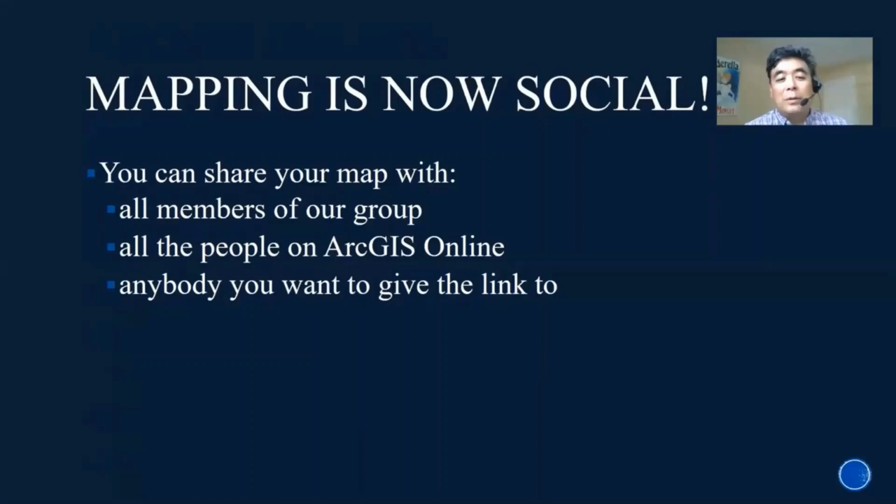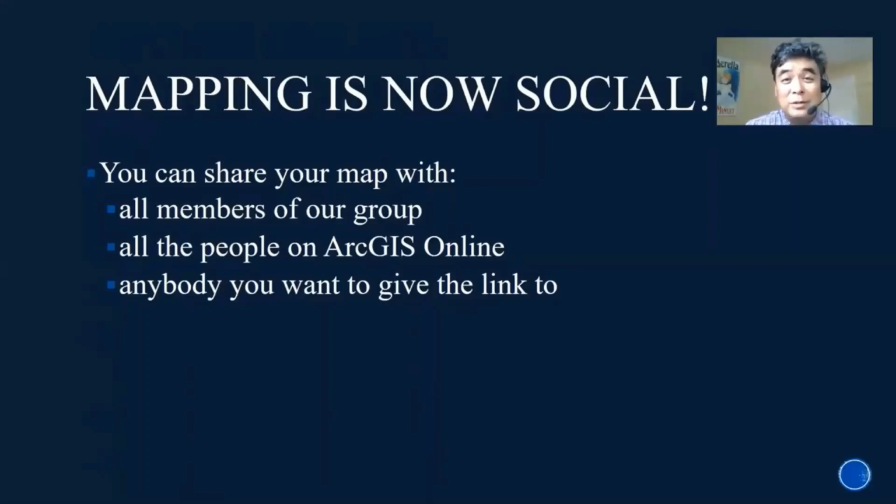You can also share with all the people on ArcGIS Online, and that's one of the features. Somebody might be searching for all maps of Georgia, and they could come across your map, for instance. And you can also share with anybody that you want to give a link to. So if you are a leader of a watershed or a monitoring group and you want everybody in the group to get an email with that link, you can do that with this.